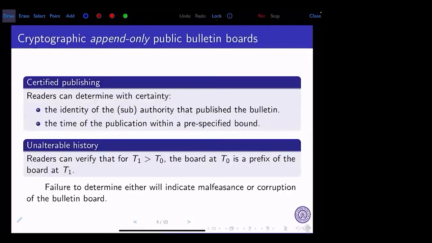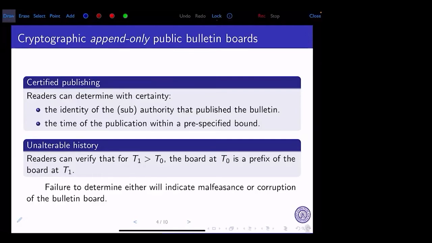Okay, so the solution that I have in mind, and this is not a standard solution, is just random thoughts that have occurred to my mind, unpublished stuff. But this is a proposal that we can discuss, right? So I think the cryptographic tool that we can use is a tool that came much, much before blockchain. It predates blockchain by at least 20 years. And it's pretty well understood in computer science, and it's the concept of an append-only public bulletin board, right?